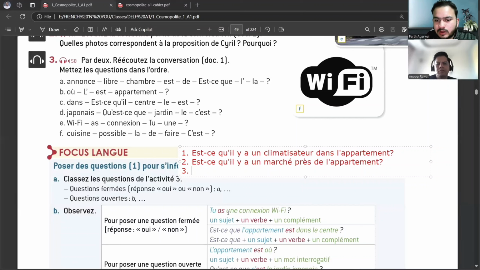For example, tu as une connexion Wi-Fi. I mean, that will be a normal sentence, but with a question mark at the end. So that will be a normal closed-ended question. Tell me any other question that you want to ask.